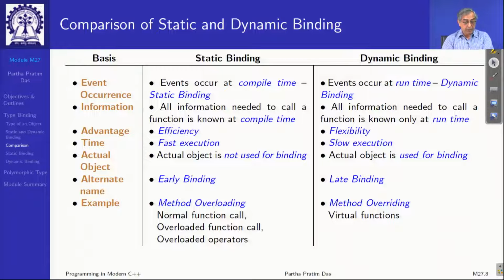The examples include method overloading, normal function call, overloaded functions, overloaded operators. These are all statically bound, whereas method overriding and virtual functions will be dynamically bound. Right? So, these are the basic differences.